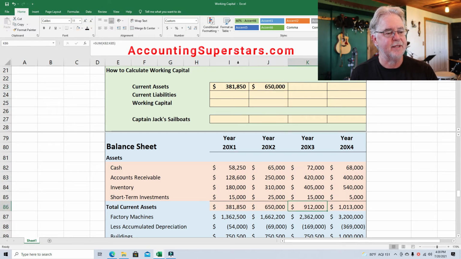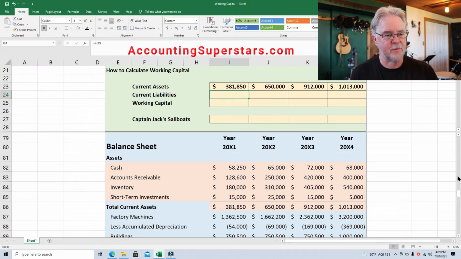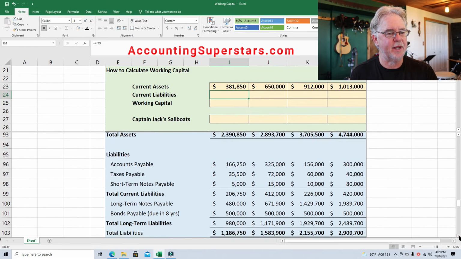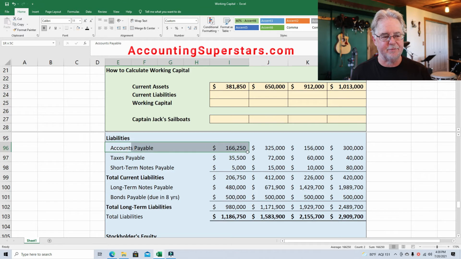And we'll do the same thing for all the other years. Year two, it's going to be 650,000. Year three, it's going to be 912,000. Year four, 1,013,000. There you go. All right, so now we need the current liabilities. So current liabilities, they show up on the balance sheet in the liability section. And these are bills that are due within a year. And of course, that's not the exact definition of a current liability, but close enough.